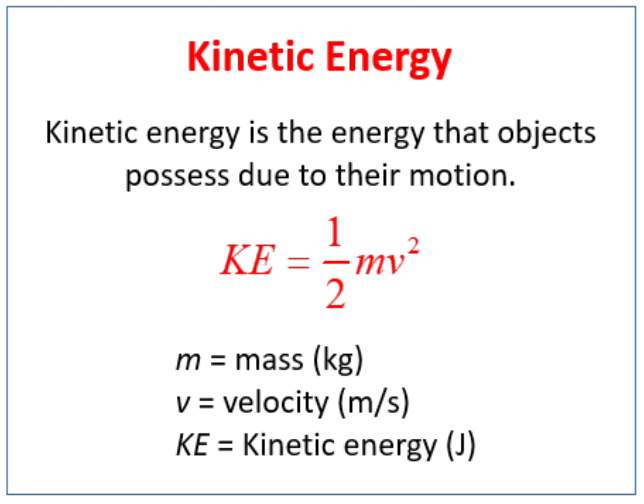This formula shows that kinetic energy increases with both mass and velocity. For example, a heavier object moving at the same speed as a lighter object will have more kinetic energy, and an object moving at a faster speed will also have more kinetic energy than the same object moving at a slower speed.